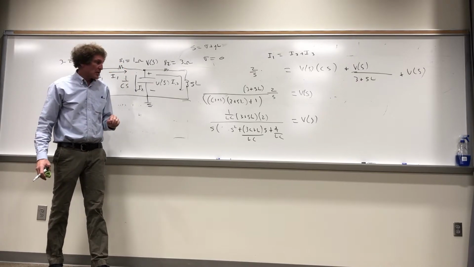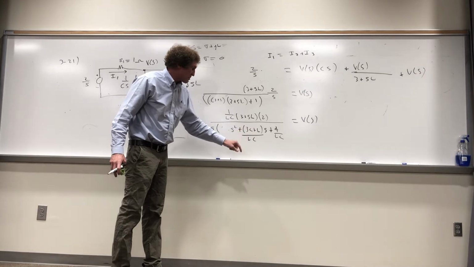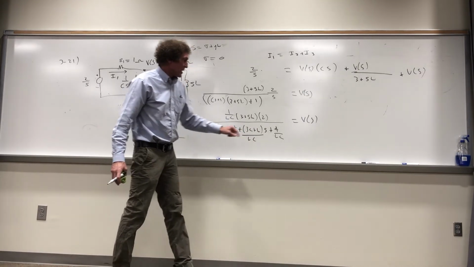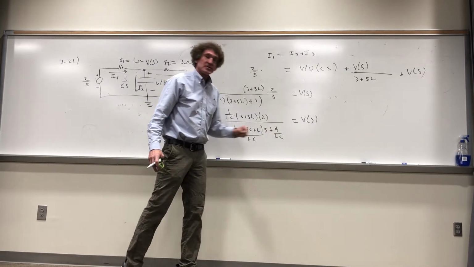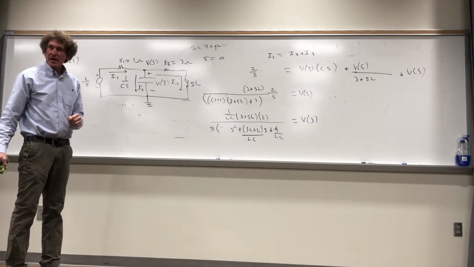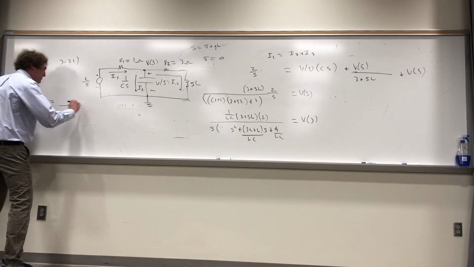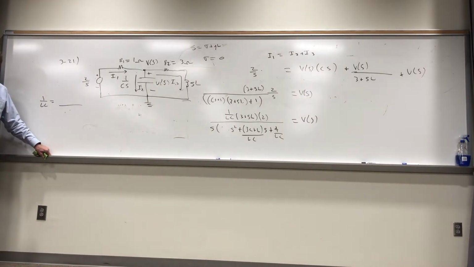And now I take a look at what's left. Now I have this term, 3C plus L over LC, and I have 4 over LC, right? So do me a favor now, just to help me out here. What is 1 over LC for this problem? I don't know what that is. Can somebody tell me what it is?